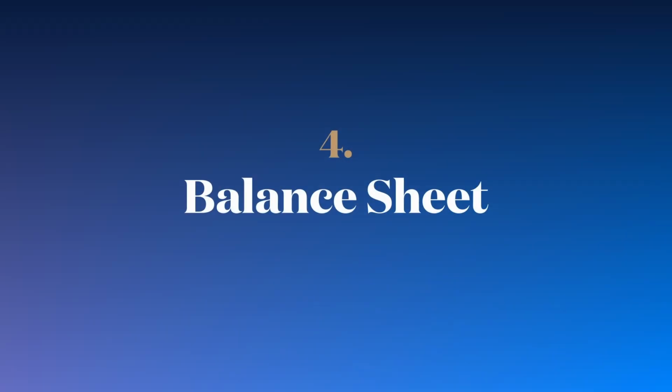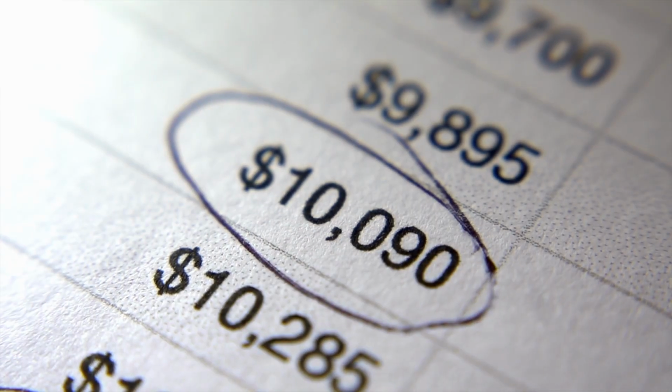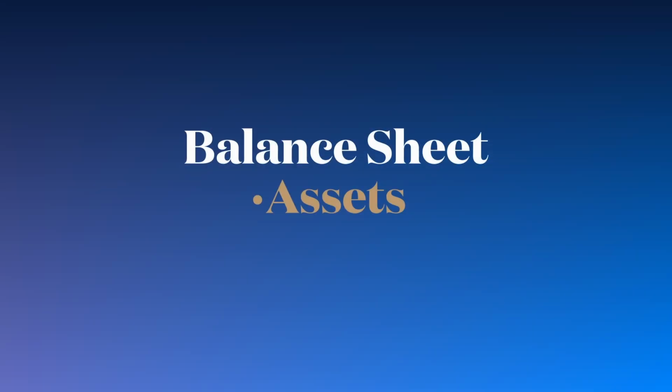Next, let's dive into your balance sheet. You have your capital requirements, income statement, cash flow completed. Now it's time to look at your assets, liabilities, and equity. One of the most important things to know about a balance sheet is that it must balance. The question is, do your assets equal your liabilities plus equity? Because they should. Let's start with assets at the top of the balance sheet.